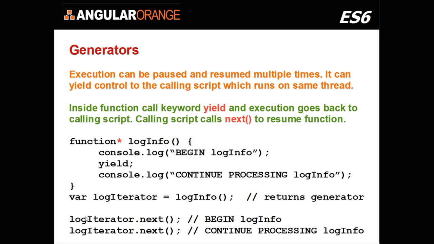So first of all, a function which has an asterisk before the function name is a generator. You put a yield on it, and when you instantiate the function, it creates a generator. When you invoke the first next, it begins execution, so it logs begin log info. When you invoke it again, it continues processing info. Now, when I first saw this, I was like, well, this is nice, but I need more control, and you do get more control.